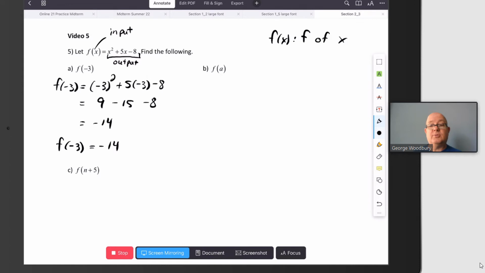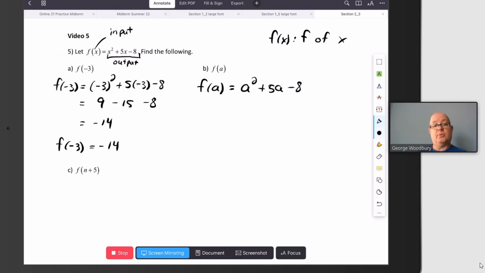Now, we don't always substitute numerical values into a function. Sometimes we substitute an algebraic expression. And the simplest one is when we substitute a single variable into the function. So f of a, all that does is it tells us to replace every x that we see by the letter a. So instead of x squared plus 5x, it's a squared plus 5a, and then minus 8 after that.